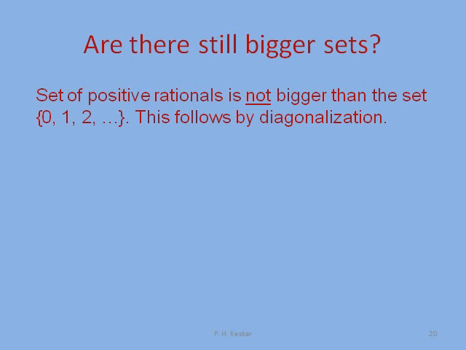Now we consider this, instead of these numbers 0, 1, 2, etc., suppose we consider rational numbers, positive rational numbers. That still is not bigger than the set 0, 1, 2, etc. All we have to do is put positive rationals in one-to-one correspondence with these numbers 0, 1, 2, etc. That means we can assign a first number, second number, and exhaust all the rational numbers.